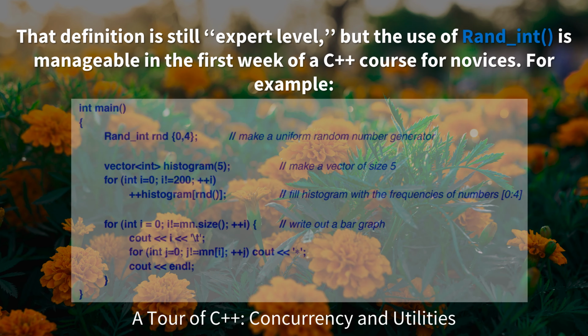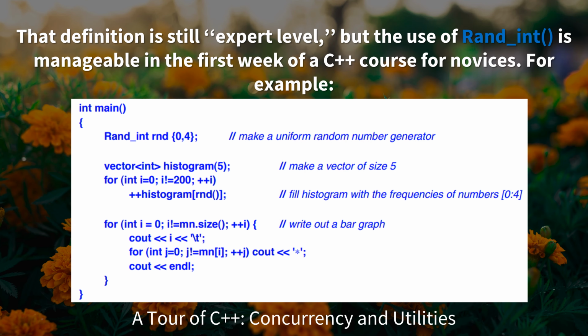For example, int main() { Rand_int rnd {0,4}; // make a uniform random number generator. vector<int> histogram(5); // make a vector of size 5. for (int i=0; i!=200; ++i) ++histogram[rnd()]; // fill histogram with the frequencies of numbers [0:4].